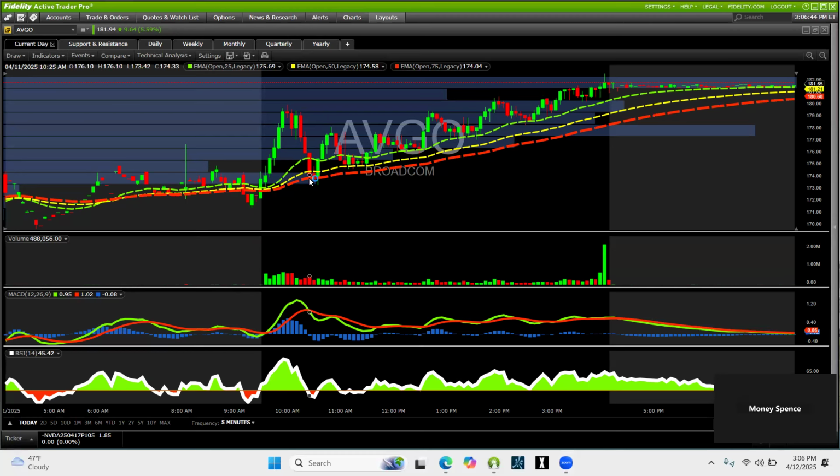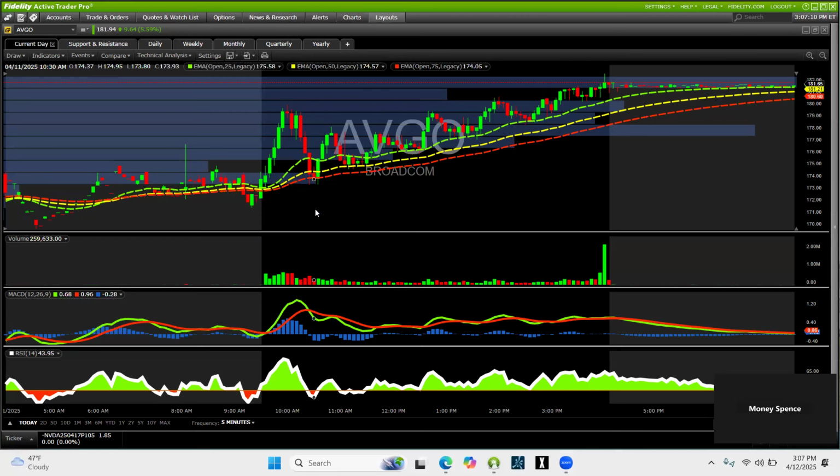Now, let's say, for example, if we would have broke below these EMAs and the red line was above the yellow line and the green line was above the yellow line, that would be considered a strong bearish confirmation. But for this particular example, we had a strong bullish confirmation. These bullish candles, they were above these EMAs.